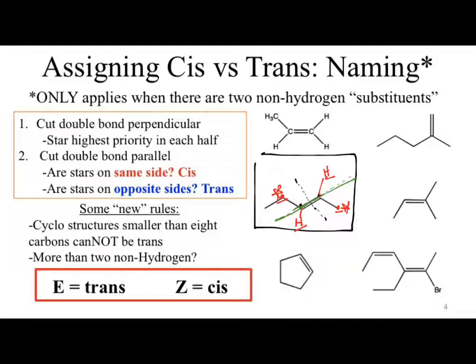If we were forced to assign E and Z nomenclature to that, we could then also call it E, or an E double bond, as opposed to referring to it as trans. Both of those terms would be appropriate.